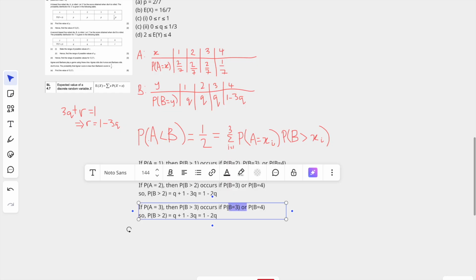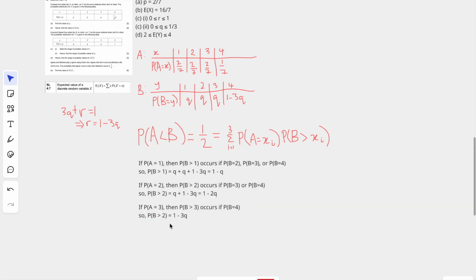So according to Barbara's distribution table, the probability of her rolling a 4 is r, meaning the probability for this scenario is 1 minus 3q. So putting everything together, we have to multiply the probability that Agnes rolls a 1 with the probability that Barbara will score higher, add it with the probability that Agnes rolls a 2 with the probability that Barbara will score higher, and add that with the probability that Agnes rolls a 3 with the probability that Barbara will score higher.